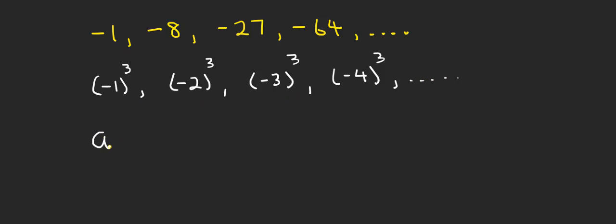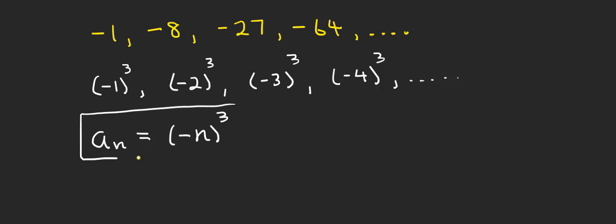So A of n is equal to, notice, we're starting with 1, right? So A of 1 is going to be quantity negative n to the third power. When n equals 1, it's going to be quantity negative 1 to the third power. What about when n equals 2? It's going to be quantity negative 2 to the third power. When n is 3, it's going to be quantity negative 3 to the third power. So here is an equation of this sequence.